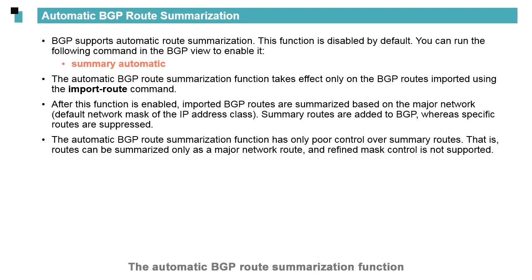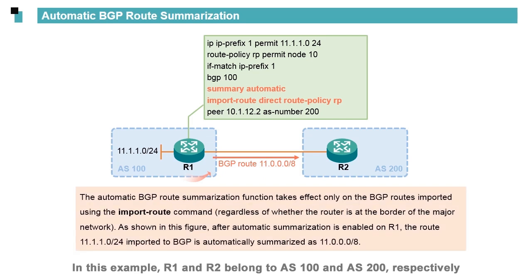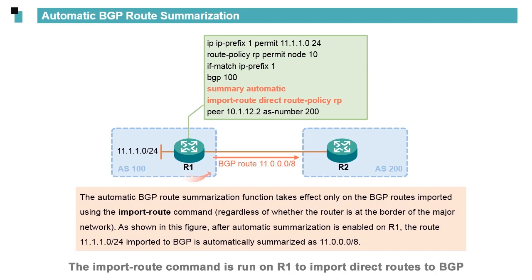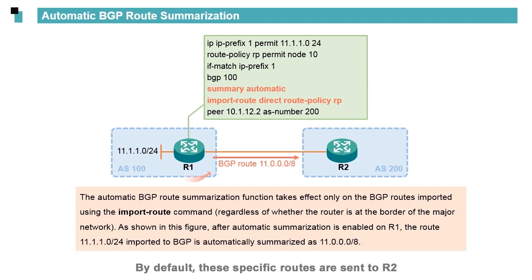The automatic BGP route summarization function has limited control over summary routes. That is, routes can be summarized only as a major network route, and refined mask control is not supported. In this example, R1 and R2 belong to AS100 and AS200, respectively. They are eBGP peers. The import route command is run on R1 to import direct routes to BGP. By default, these specific routes are sent to R2.